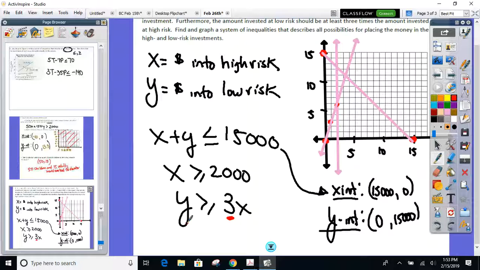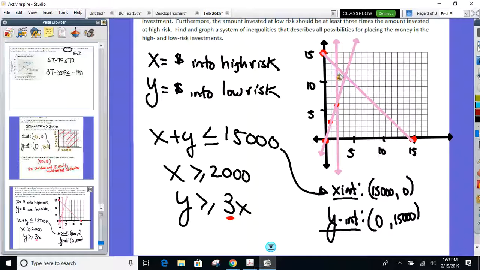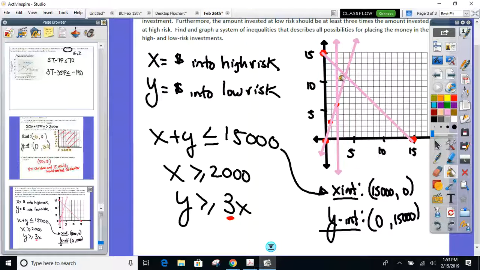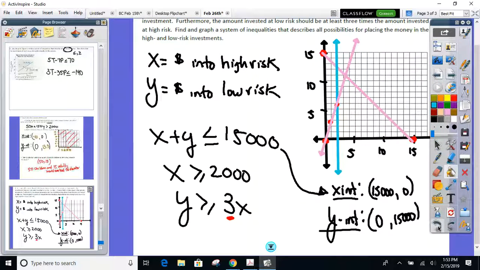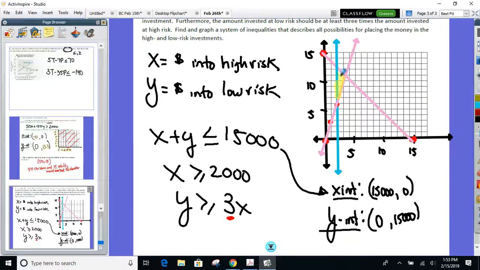Okay, we said below the first line, to the right of the second line, and above or to the left of the last line. Everyone see that little patch, that little triangle there? That's not going to work. Just color it in. There it is.